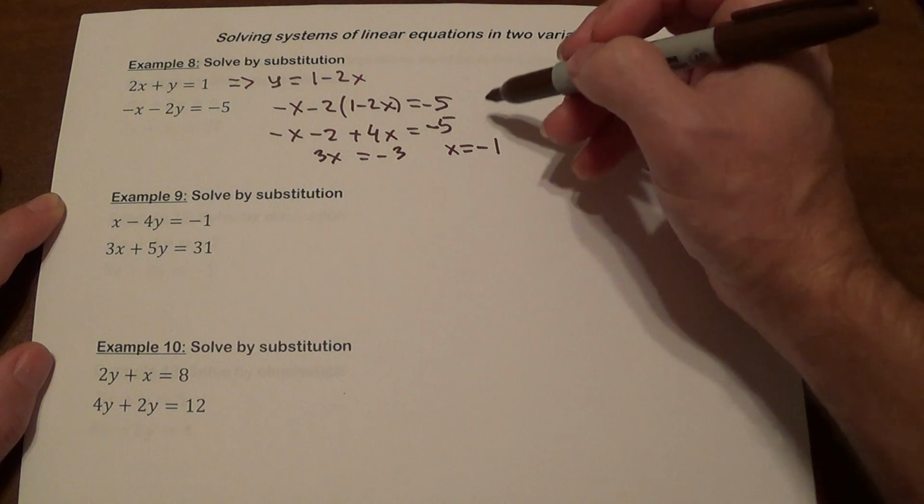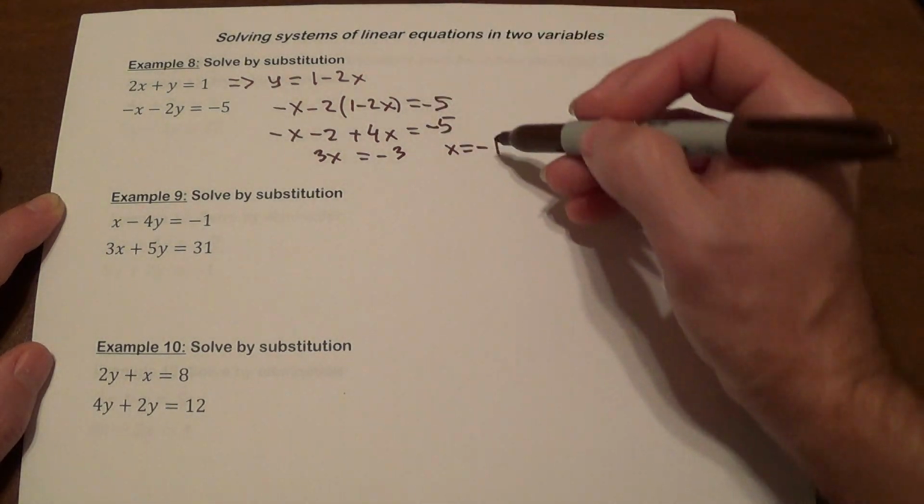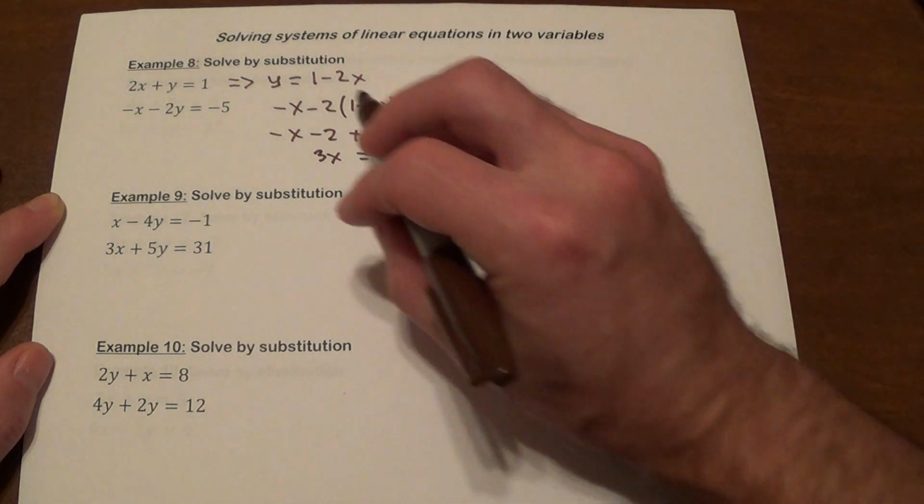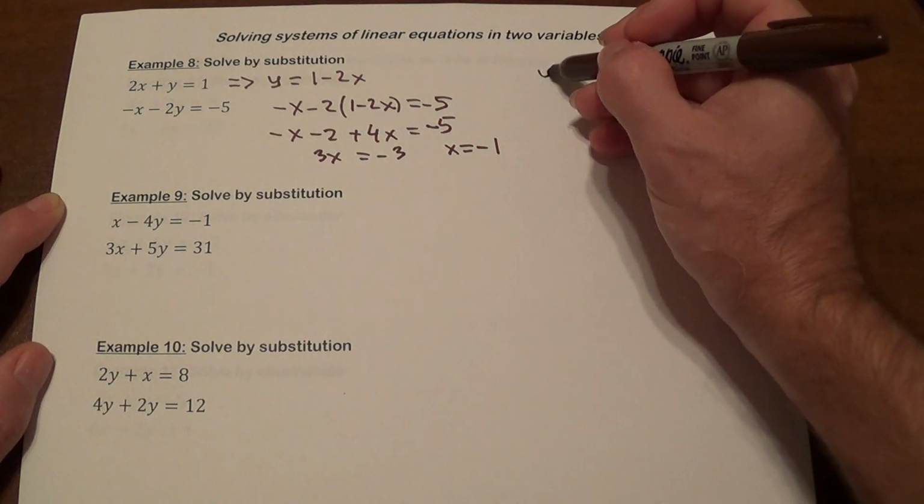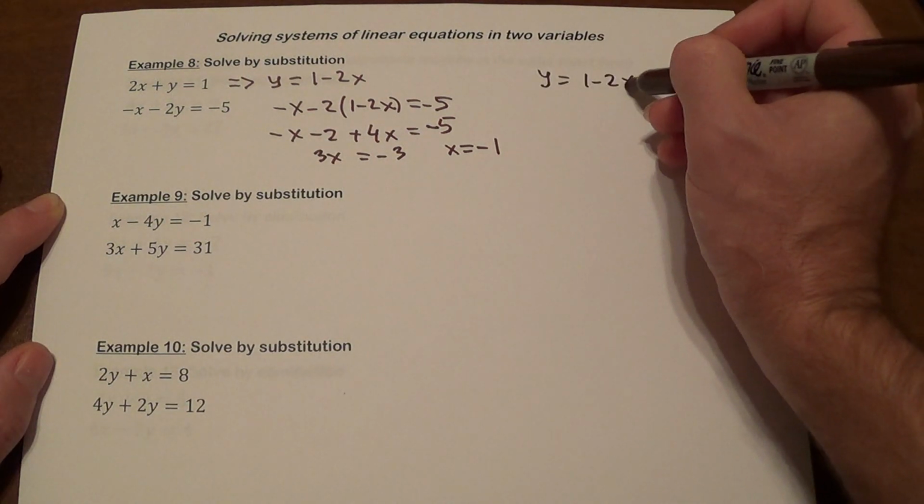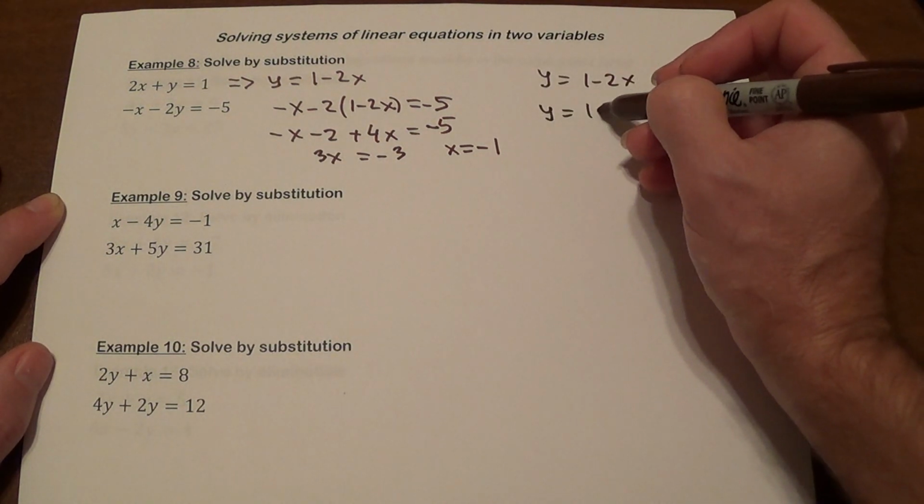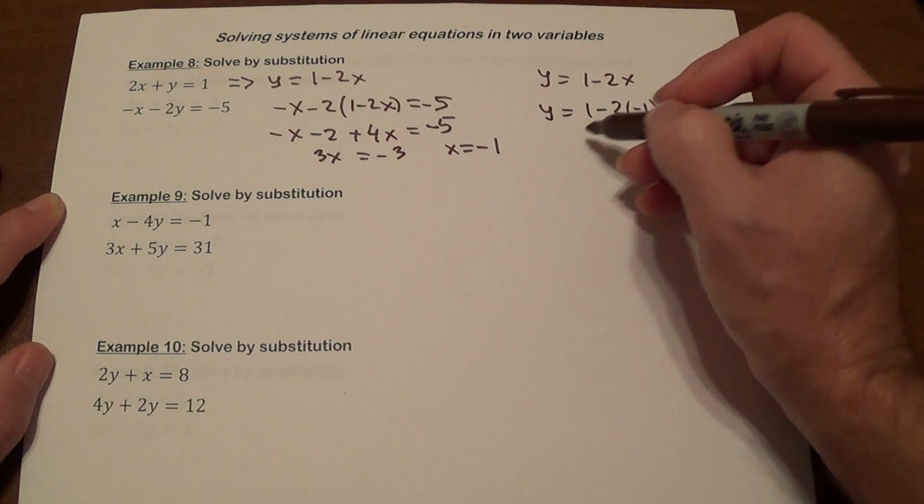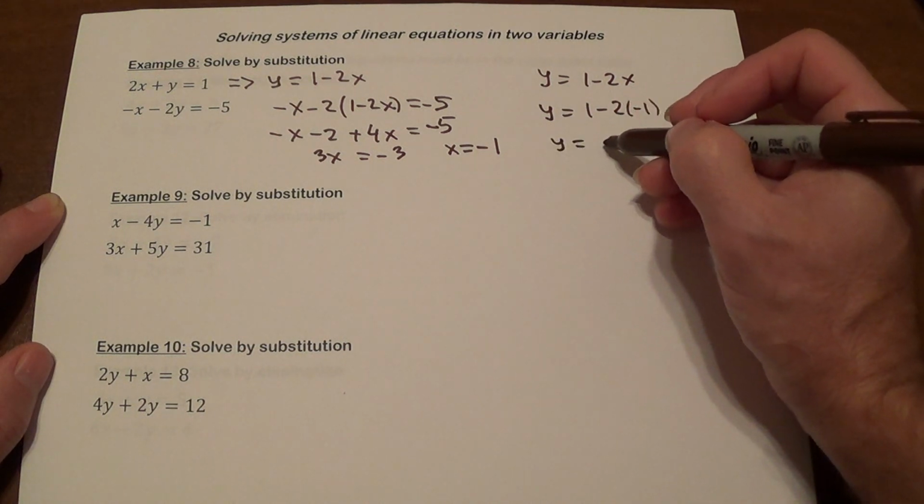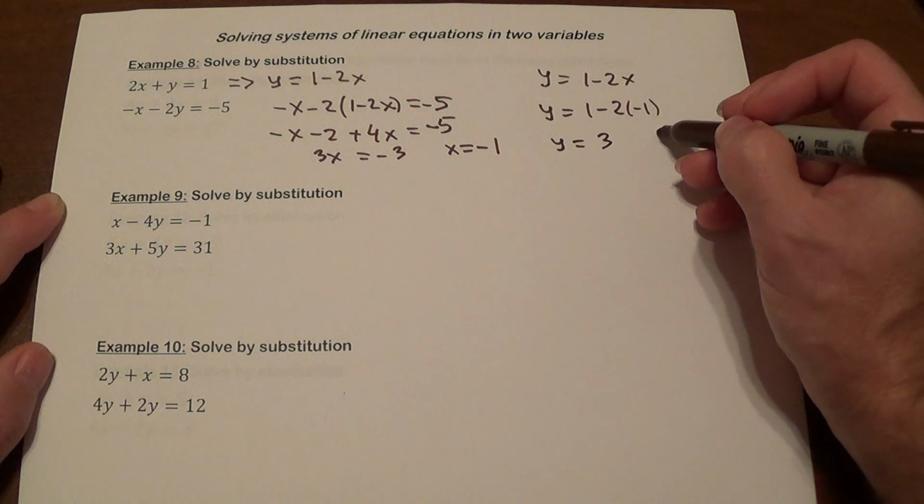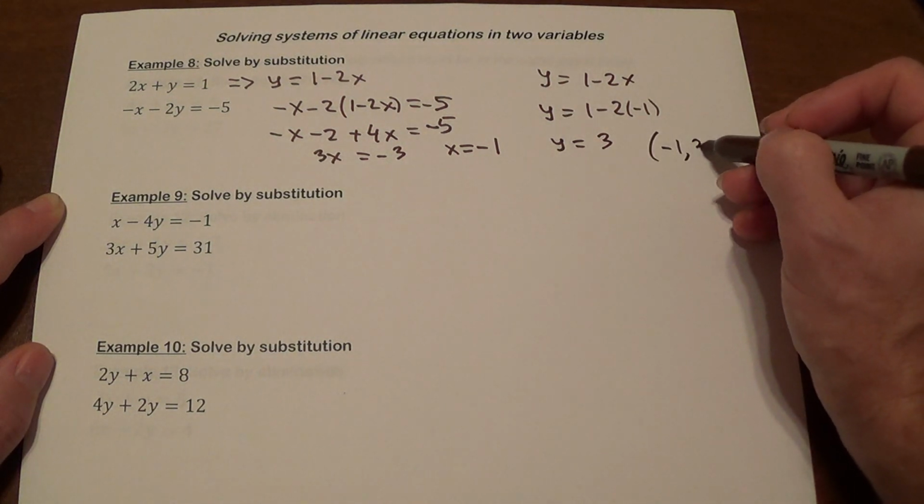Alright, and we already have this equation here. We can take this value of negative 1, substitute it here. So y equals 1 minus 2x, y equals 1 minus 2 times negative 1, and it's going to be y equals 3. And the solution here is negative 1, 3.